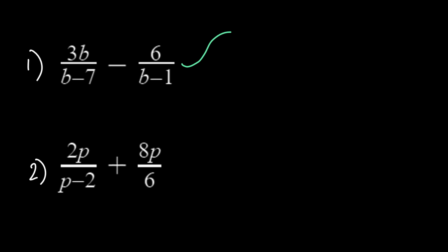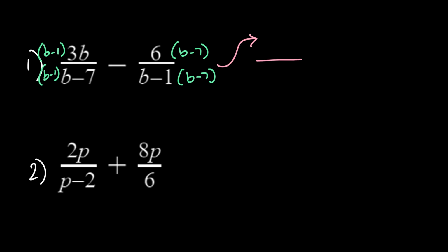So here, does b minus 7 and b minus 1 have a common factor between them? No. So to create a common denominator here, you basically need to multiply each of the rationals by the other's denominator. So we're multiplying this rational by b minus 1, and this one by b minus 7. Okay. So now our first rational is over b minus 1, b minus 7, as well as our second rational, b minus 1, b minus 7.